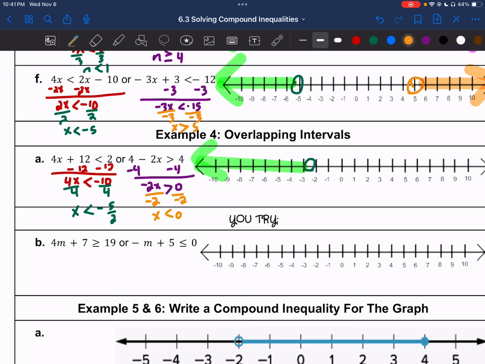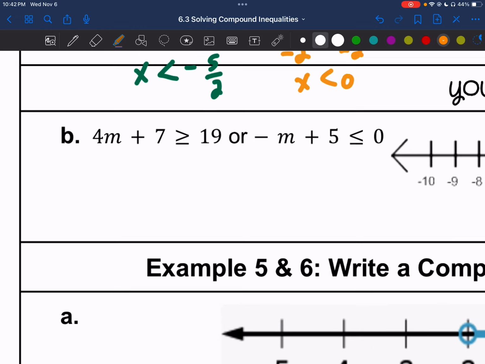And now for our second one, x is less than 0, so that's an open dot at 0. And we're shading to the left again. So we're going to go this way. So in this case, anything less than 0 is going to be a solution because it can be one of the two of them. Anything that's less than negative 2.5 is going to be a solution to both of them, but it doesn't necessarily matter. I would like you to try letter B on your own and check your work against mine.